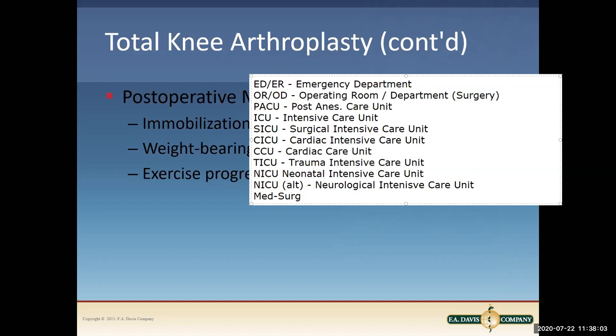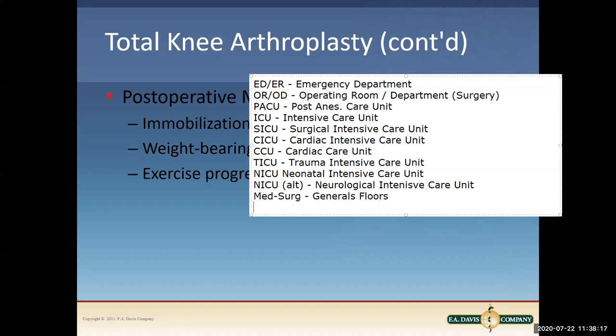And then you have this common floor called the med surg. This is our general floors, right? Yeah, intermediate care unit, thank you. Yeah, IMC is the other term for it. Intermediate care unit. You also have the cancer wing on certain hospitals. And cancer wing's a little different as well.